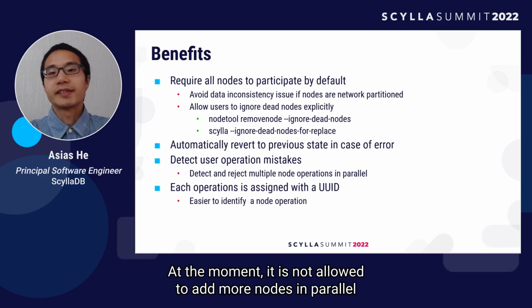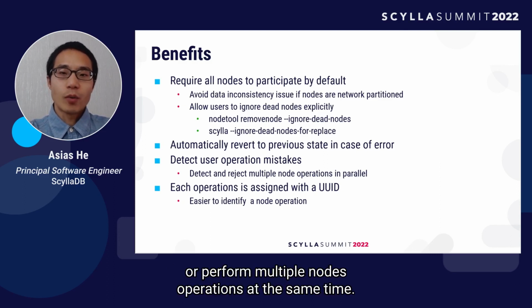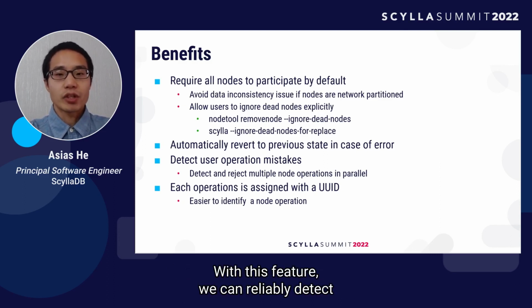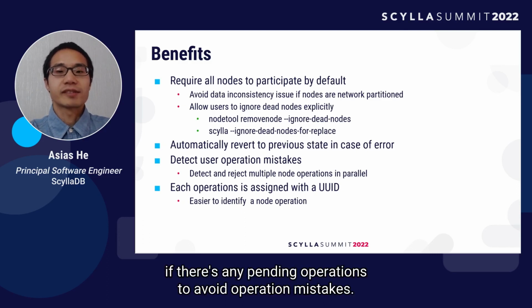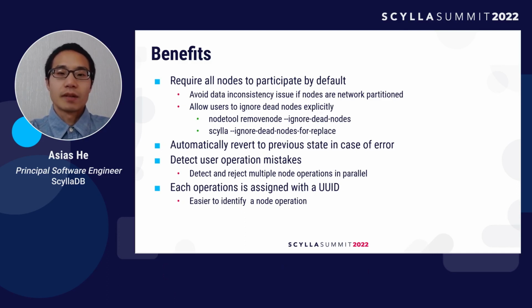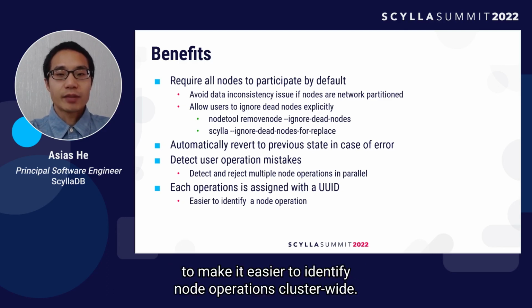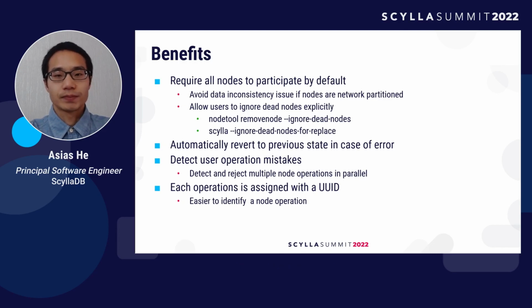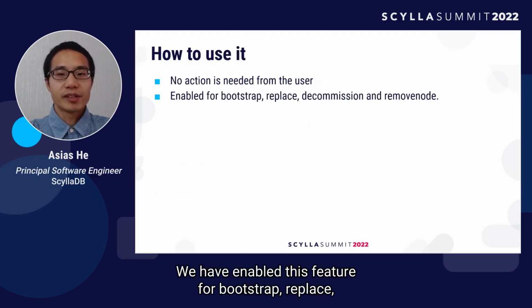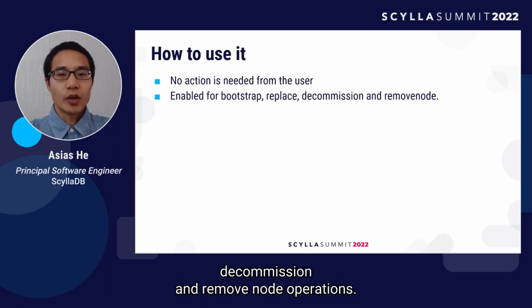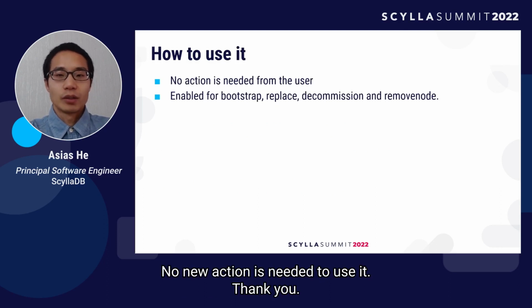At the moment, it is not allowed to add more nodes in parallel or perform multiple node operations at the same time. With this feature, we can reliably detect if there are any pending operations to avoid operation mistakes. Each operation is now assigned a UUID to make it easier to identify node operations cluster-wide. We have enabled this feature for bootstrap, replace, decommission, and remove node operations. No user action is needed to use it.